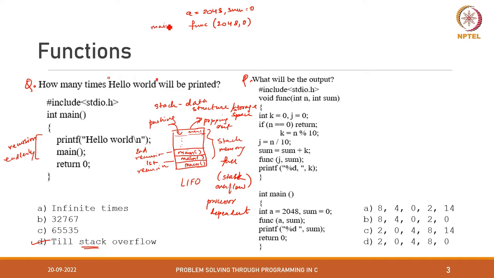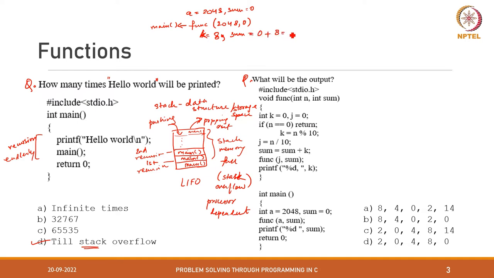Now 2048 comma 0 we have called, so here the value of k will be what? The value of k is n percent 10, which is 8, right? The last digit. So the remainder will be 8 here. And what else? The sum here. Okay, yeah, the sum comes from this variable. So the sum goes from 0 to 8. The value of sum is 8 now.